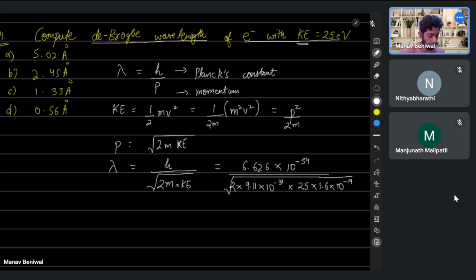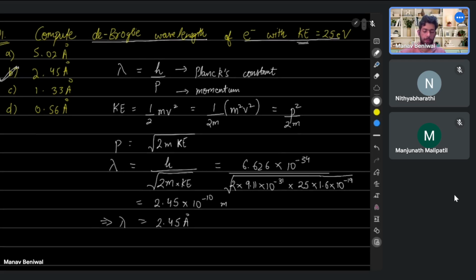Then if you solve this, what you will get is 2.45 times 10 to the power minus 10 meters, which implies your lambda is 2.45 angstroms. So this is your correct answer.